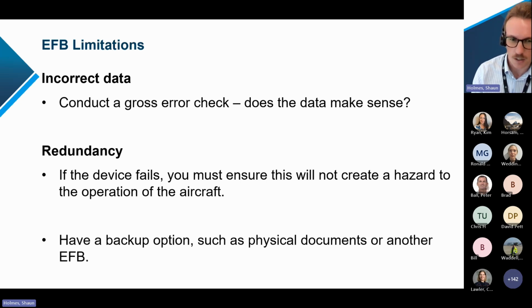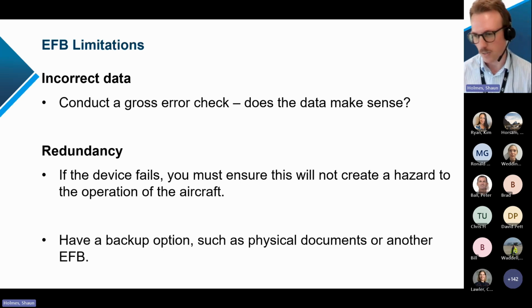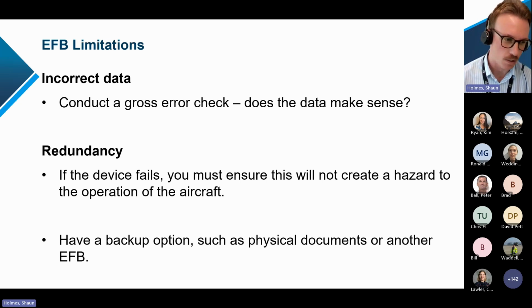If you'd like to have physical documents with you, that's fantastic. Or if you'd like to generally carry physical documents with you all the time, great. If you wanted to use another EFB to back up your main EFB, that's also a good option too, but have that backup option so that if your EFB does fail, you've got something else to rely on.